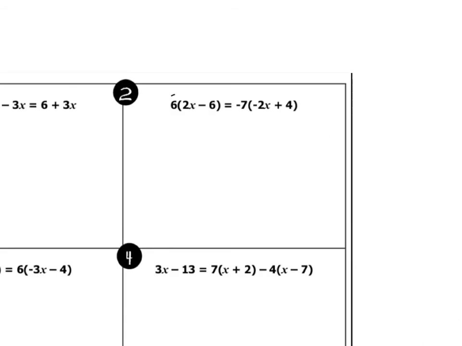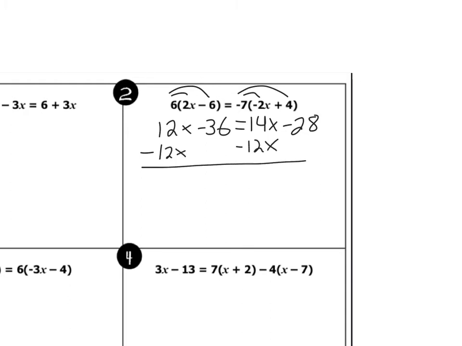So again, distribute first. We get 12x minus 36 equals 14x minus 28. Okay? And then we would go ahead and combine any like terms we might have, which we don't have any. So what we would do next is get the variables on the same side. Well, the same variable on the same side. So we subtract 12x. You could also move the other one if you wish. And that would leave you with negative 36 equals 2x minus 28.